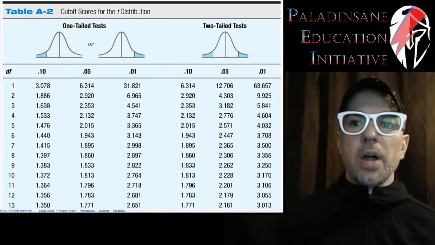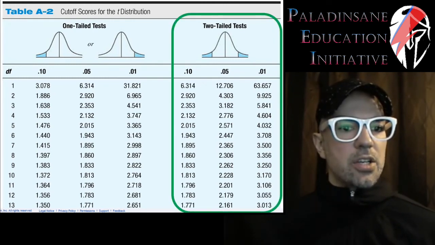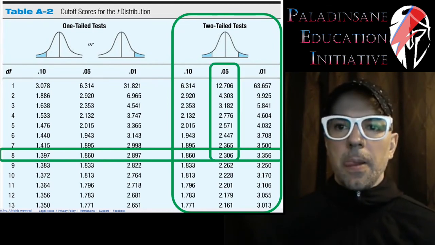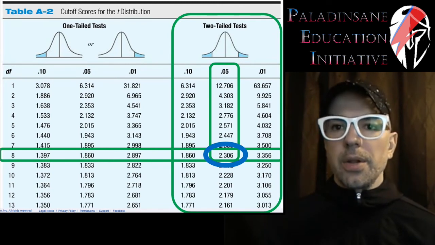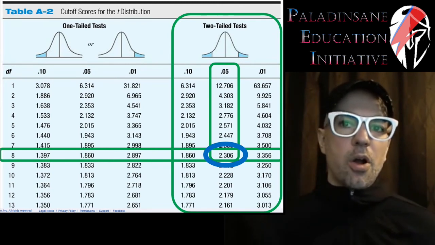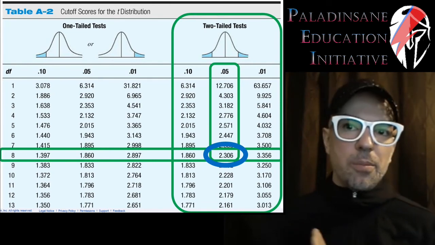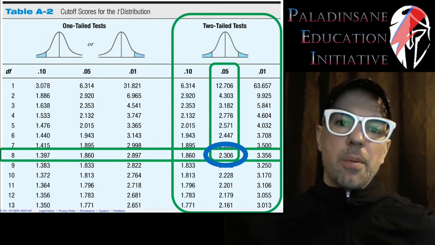So we can go through the process and say, all right, this is a 2-tailed test. We have 8 degrees of freedom. The alpha level is 0.05. So where all that intersects is a cutoff score of 2.306. So this is for your homework only, because your homework is going to ask you for cutoff scores. We're moving beyond cutoff scores. We're going to move into cutoff probabilities.